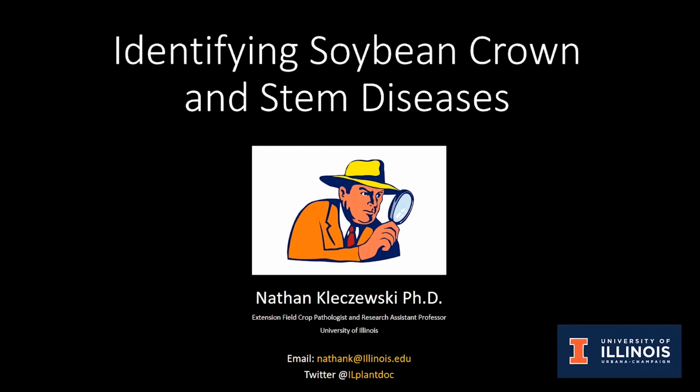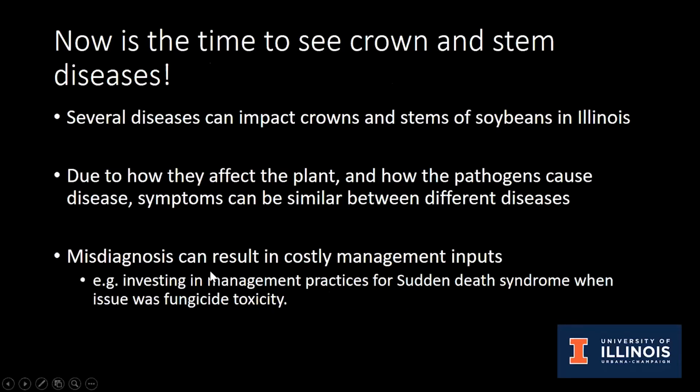Today, I want to keep this as basic and straightforward as possible because now is the time that we're really starting to see some of these strange things show up in our field, and we're starting to get a lot of questions about what could be the potential causes of some of the things that people are observing. One thing we have to keep in mind is that there are many different diseases and other things that are not diseases that can cause some of these symptoms and impact the crown, stems, and foliage of our soybeans in Illinois.